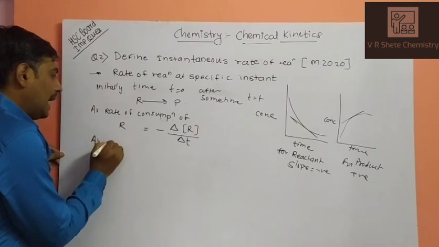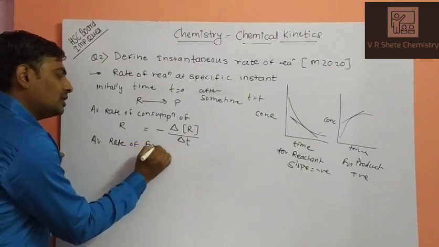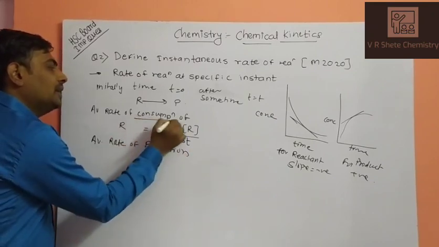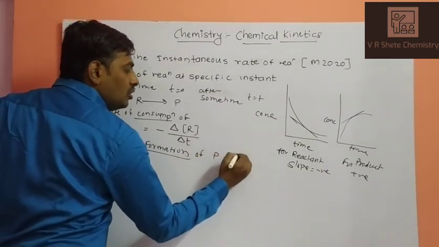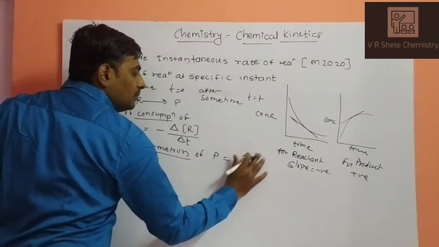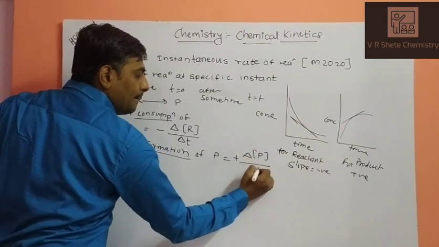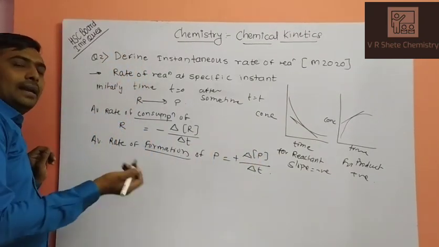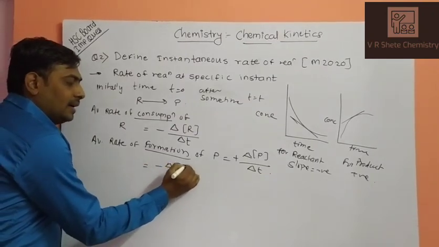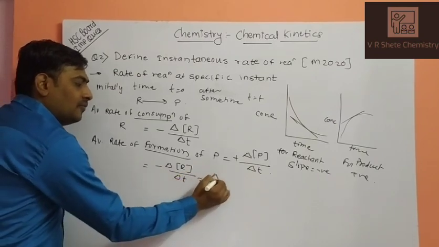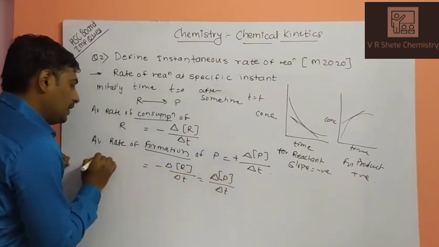At the same time, the average rate of formation. See the important words here. What have we written here? Consumption. Here, formation of product is equal to plus the change in concentration of product. Change in concentration is always written in square brackets per unit time. We can write the average rate for this reaction: for the reactant, the change in concentration of reactant with time, and for the product. It is like this one for the reaction.